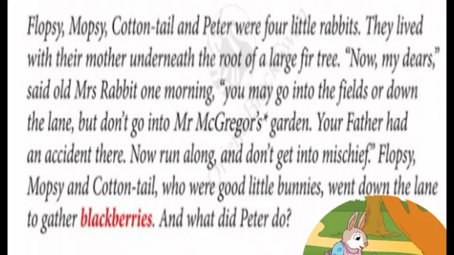Why is she telling so? Because their father had an accident there. And she also warned them, don't do any mischief, don't be naughty, be good little bunnies. So Flopsy, Mopsy and Cottontail, they were very obedient and they were very good little bunnies. So they went down the lane to gather blackberries. But the Peter Rabbit, what did he do? Let's see what Peter Rabbit is doing.